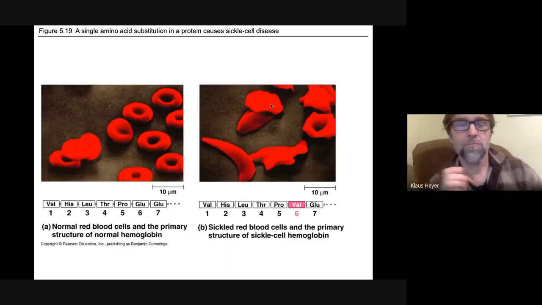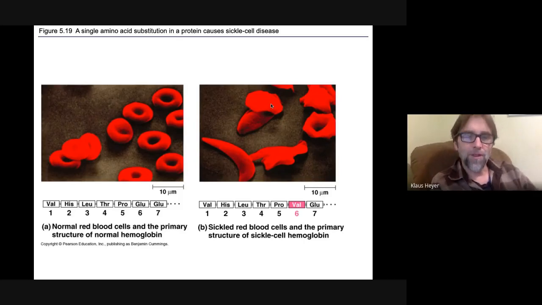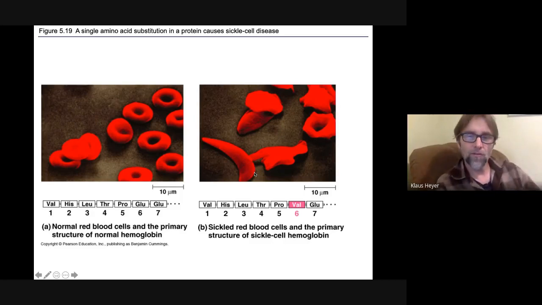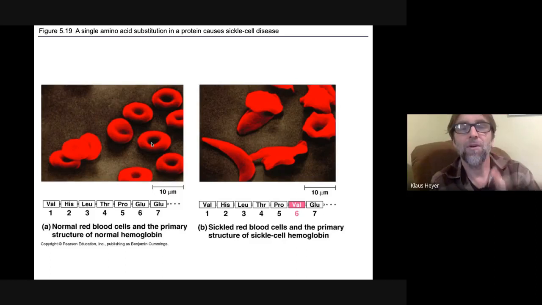Let me give you an example. On the left, you have red blood cells that are normally shaped. They're called biconcave discs. They're shaped like donuts, but the middle's not punched out; the middle's still there. On the right are sickled cells. The protein that determines the shape of these blood cells is about 500 amino acids long, and only one amino acid got changed. The sixth one just got slightly changed.